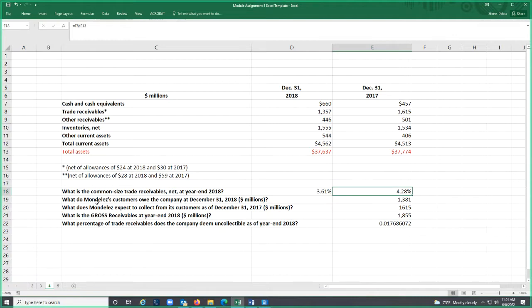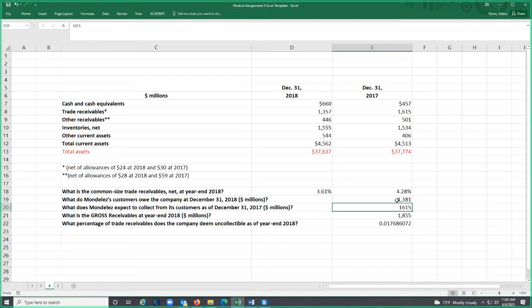Now what do Mondelez's customers owe the company at the end of 2018? How much do they owe in total, not how much is bad debts? How much do they owe, whether they pay it or not yet, we don't know. So you're going to take the trade receivables at 2018. I'm going to take this number and add the allowance of 24. If I click on that, you're going to see I'm taking the 1357 plus the 24 to get the total.